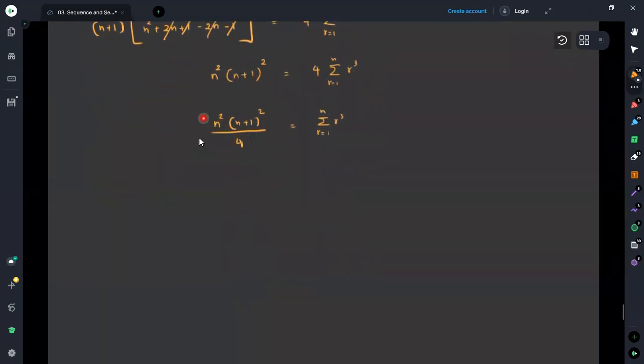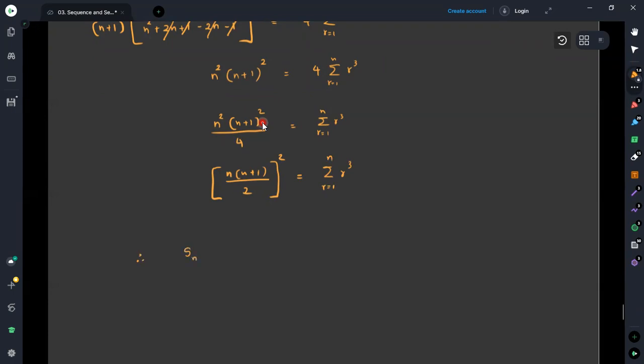Now we can take all these powers as a single one. Then we can take this quantity as n times (n plus 1). 4 can also be written as 2 to the power 2. Therefore, this is written as (n times (n plus 1) over 2) to the power 2, equal to the summation of r cube, where r goes from 1 to n. Therefore, this is what we need to obtain.